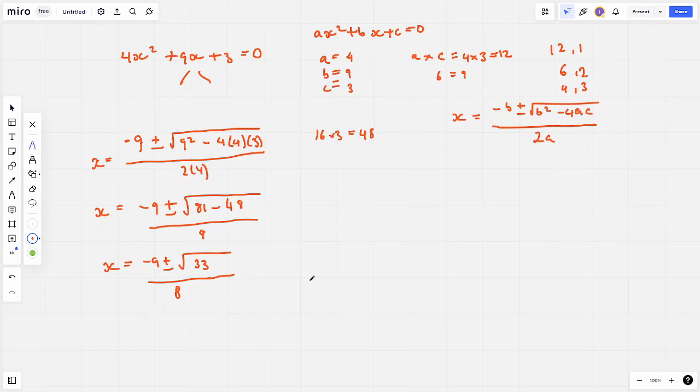So that leaves us with x equals minus 9 plus positive root 33 over 8. Again, to 2 decimal places, that is minus 0.41. So that's your first root. The second root will be x equals minus 9 minus root 33 divided by 8. Again, if you type that into your calculator, that equals minus 1.84 to 2 decimal places.